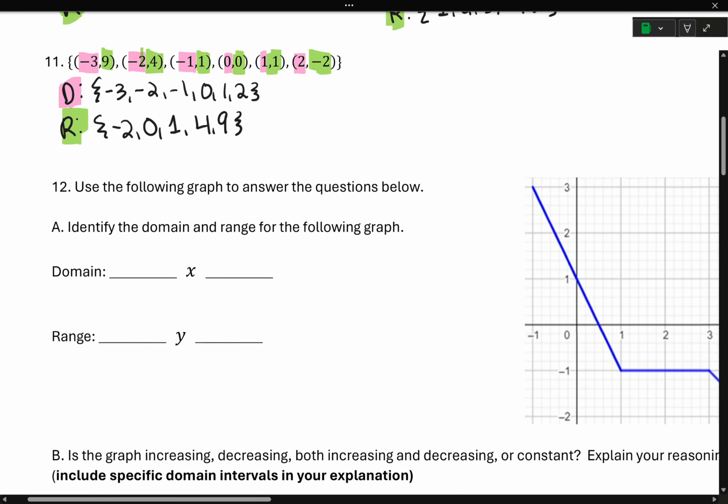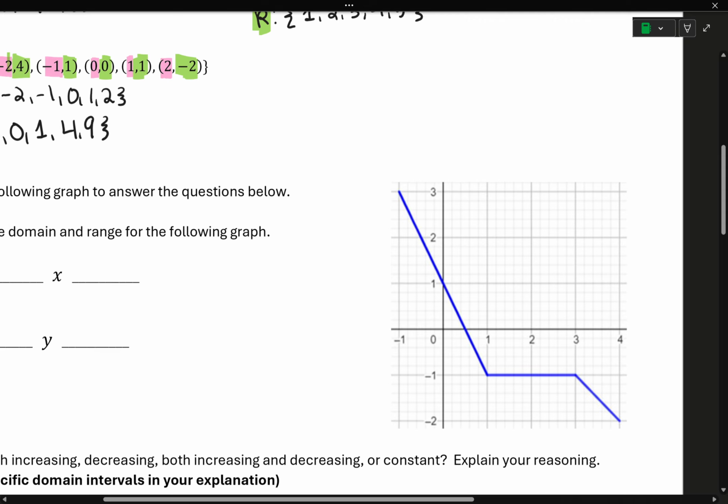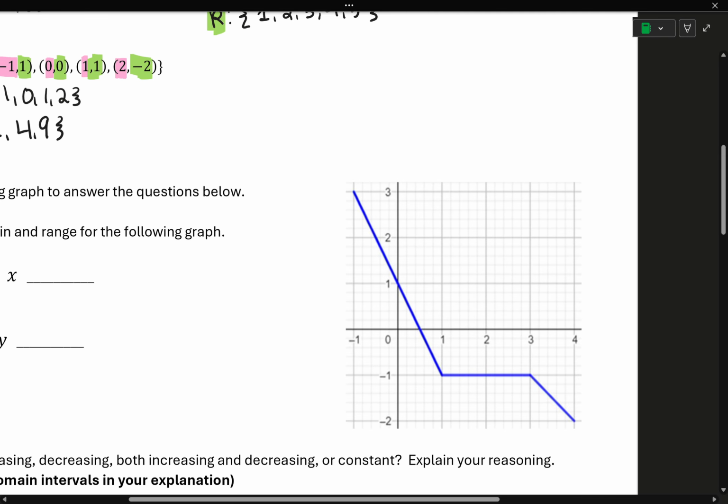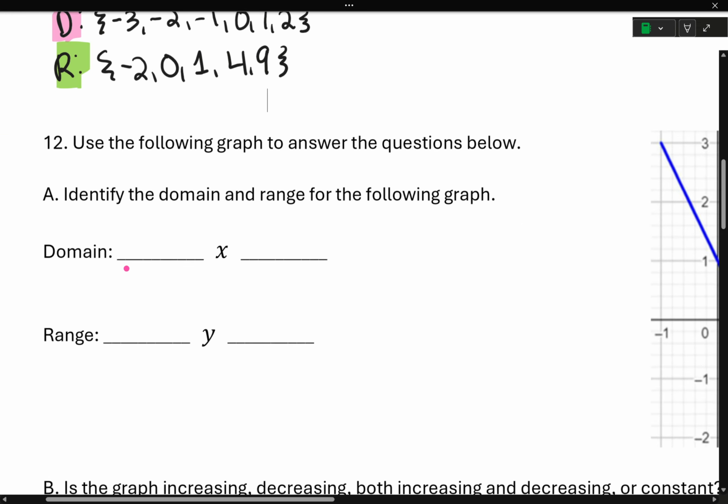Number 12, we're going to use this graph to identify domain and range. Domain is our x's from smallest to largest. On the graph, that means we're looking from left to right. Let's write that down. I think the preset on these is too thick. I don't like it. There we go. This will be our left, our smallest side, and this will be the right, our largest side.